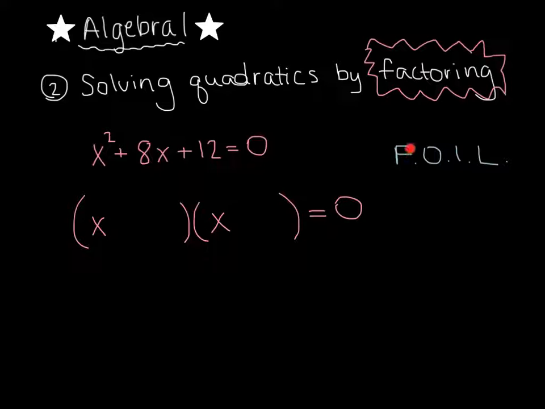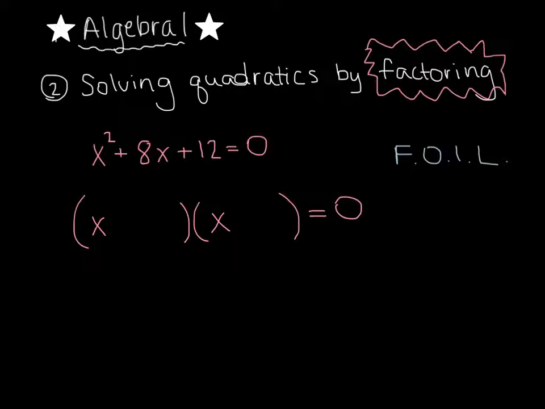Remember, the F in FOIL stands for the first times the first. So I know that the first spot in my first parenthesis times the first spot in my second parenthesis have to give me this first term. Okay, the only way to get x squared is to have x times x.